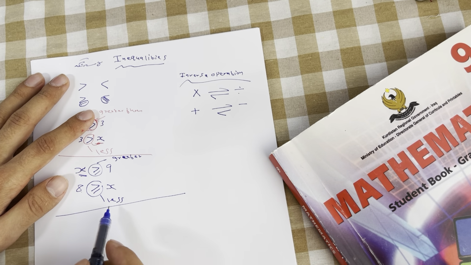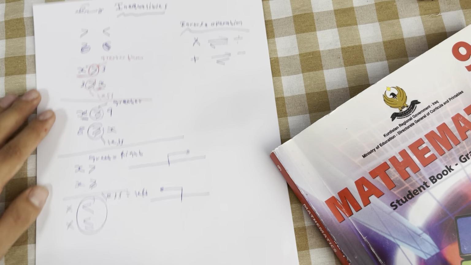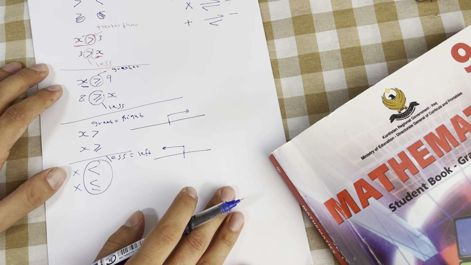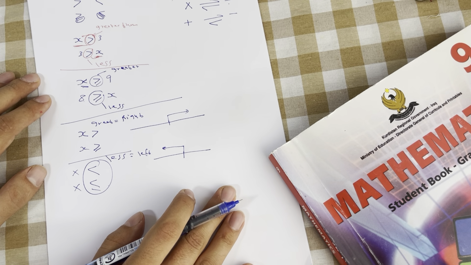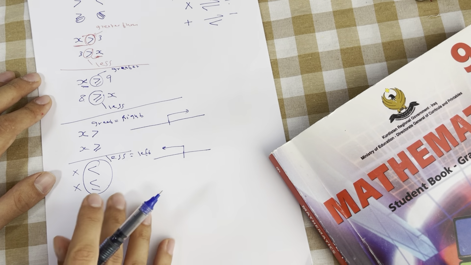I have to go to right. Why? Because the symbol is greater than. If I have less, like this, if you have any number here, I have to go to left. Okay, why? Because the symbol is less. Less means left. Greater means right. Okay, so this is some introduction about inequalities, and this is very necessary that you have to know.